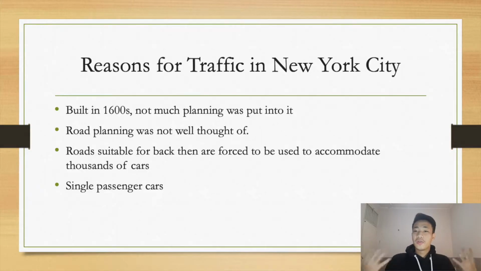So what are the reasons that there's traffic in New York City right now? Well, first of all, the city was built over 500 years ago. And that means that if there was any city planning, the city planners couldn't really predict what's happening now. And even so, the roads in New York City aren't really well planned out. The roads that fit the horse carts of then now have to accommodate thousands of cars, and it's not built for it. It's too small, it's not good enough.